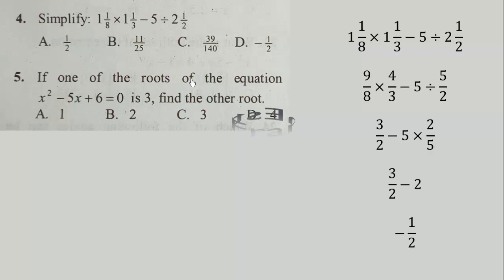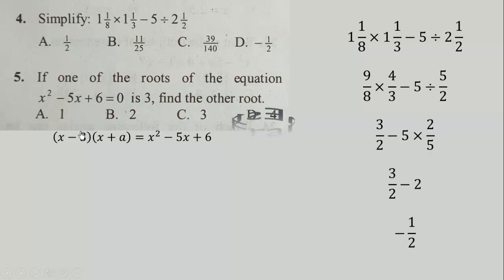So we can let the other root be, or we can factor. If 3 is a root, then the factors of x squared minus 5x plus 6 can be written as x minus 3 into x plus a. So this must be equal to this when we expand it. If we know the value of a and we expand it, we need to get this expression.